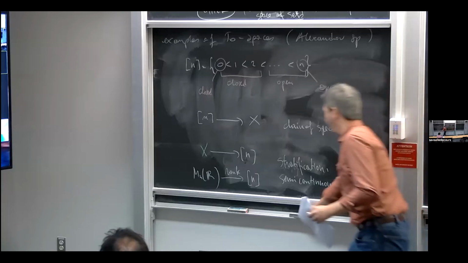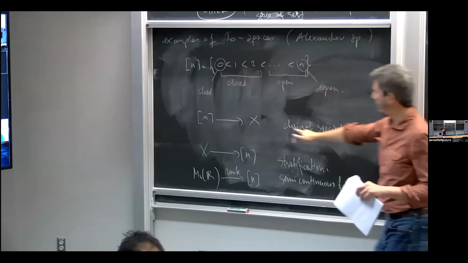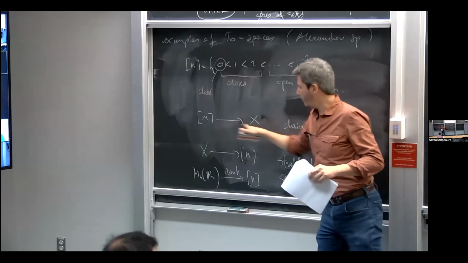Okay. Now that I introduced this idea that it can be useful to have morphisms between points. Oh, I forgot to say that if my space is T1 or Hausdorff, every such map is constant.